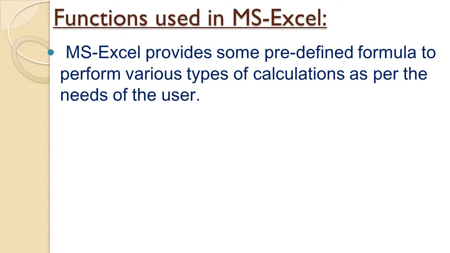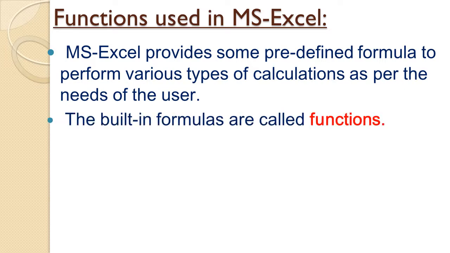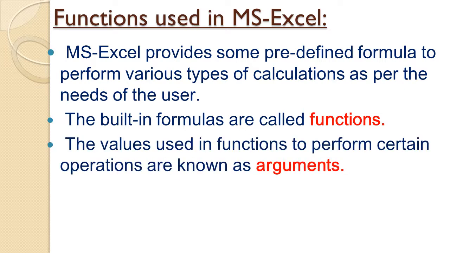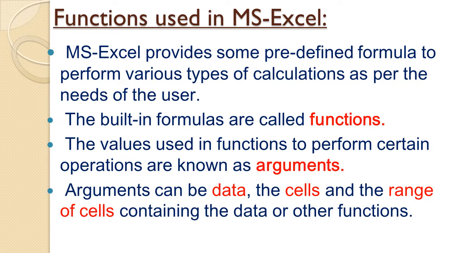MS Excel provides some predefined formulas to perform various types of calculations as per the needs of the user. The built-in formulas are called functions. The values used in a formula to perform certain operations are known as arguments. Arguments can be data, a cell, a range of cells containing the data, and other functions.